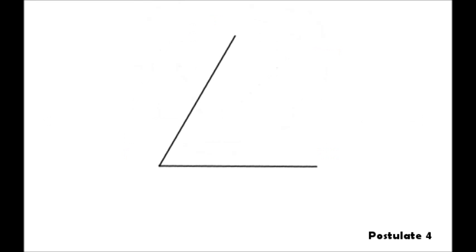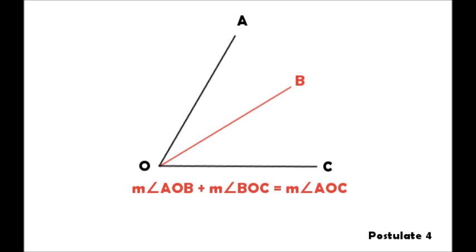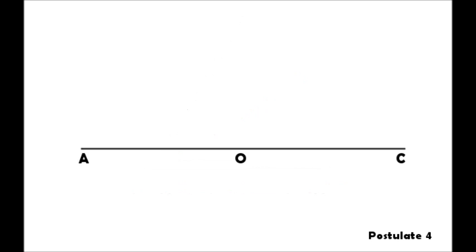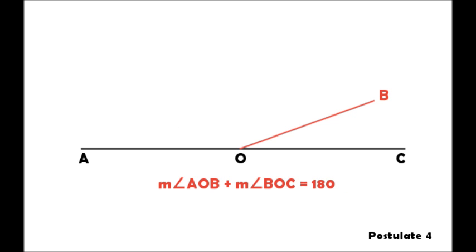Postulate 4 looks closer at an angle. Let's label the points A, O, and C. If we draw a ray from O to any point that we label B, the measure of angles AOB and BOC will equal the measure of angle AOC. If the points A, O, and C fall on a straight line, the angle AOC will end up equaling 180 degrees.